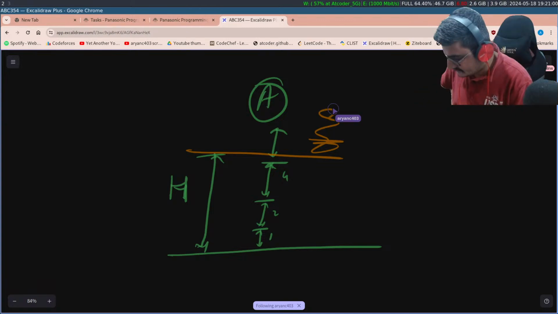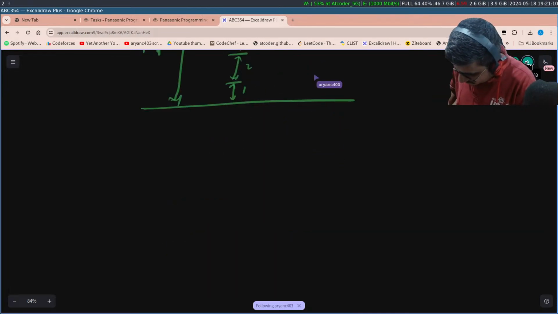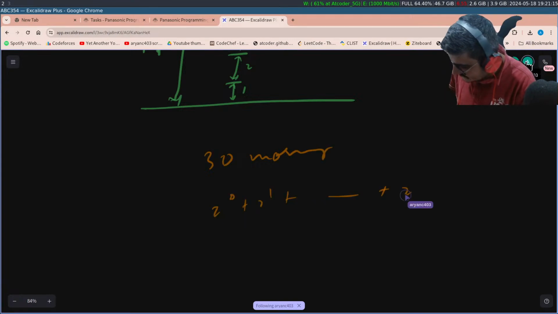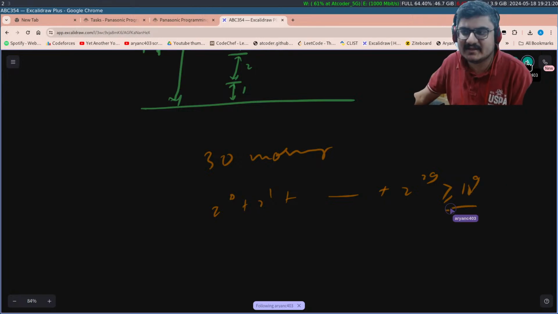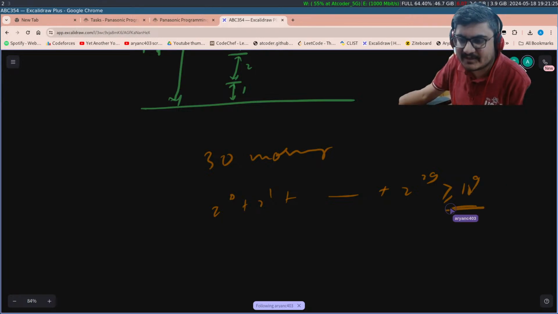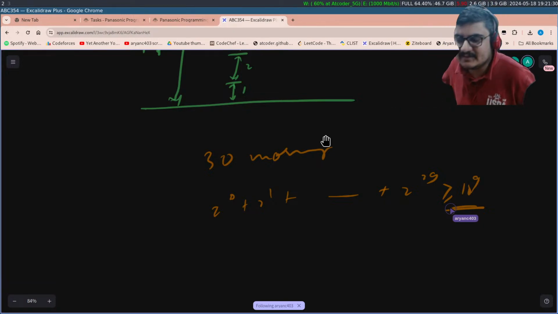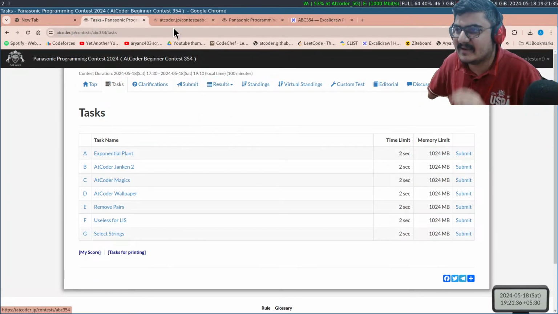So the plant height would be somewhere like this. And since it's increasing exponentially, you can notice that on the day 30th morning, the height of the plant would be 2 to the power 0 plus 2 to the power 1 up to 2 to the power 29, and it is greater than or equal to 10 to the power 9. So the answer is always less than 30. To solve it, we can brute force it over here. We can keep increasing the height of the plant every day and keep increasing the day until its height is more than Takashi's height. And essentially, that was my solution for this problem.